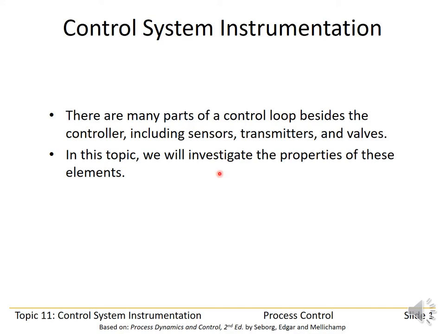This topic is control system instrumentation, and you will remember in the previous topic when we introduced the feedback controller, the PID feedback controller, and we considered a motivating example of a blending process, there were several other units in the feedback loop besides the controller itself.